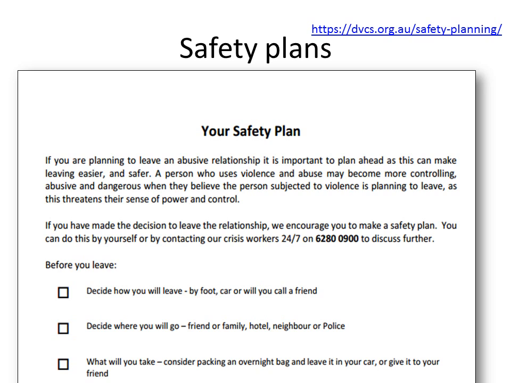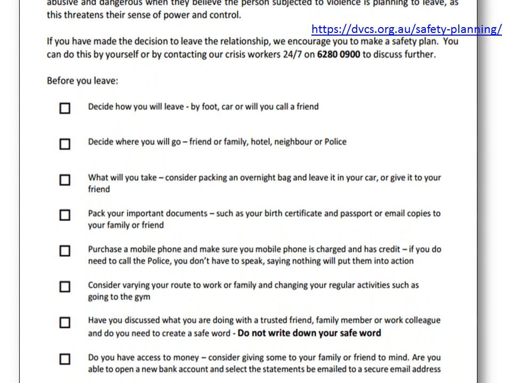And there's key questions here. They encourage you to ring their number, which I'll give you at the end of the lesson. But before you leave, think about things like, how are you going to leave? Are you going to do it by foot or by car? Are you going to call a friend? Are you going to go to family, friend, hotel? What are you going to take? Pack your important documents, purchase a mobile phone and make sure it's charged and has credit, vary your route, all sorts of things like that. There's 2 pages of this. We won't look at it all now. But that's also part of the safety planning.